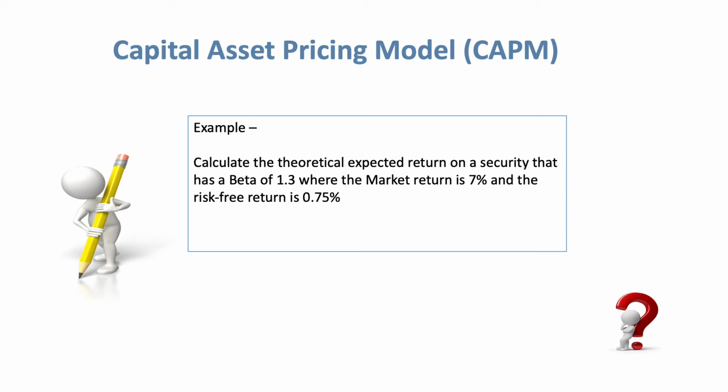So let's look at an example then, shall we? I do genuinely think that this is easier to learn through the maths. And we've got a question that's asking us to calculate the theoretical expected return on a security that has a beta of 1.3, where the market return is 7 and the risk-free return is 0.75.